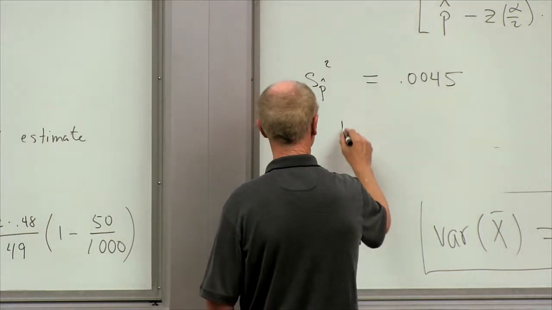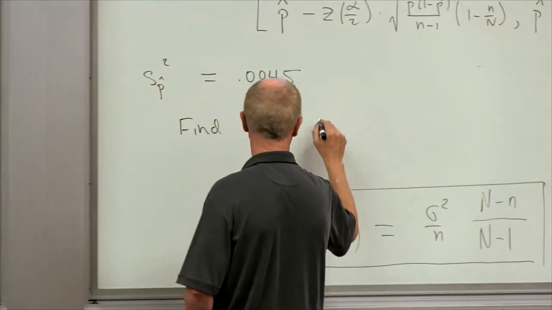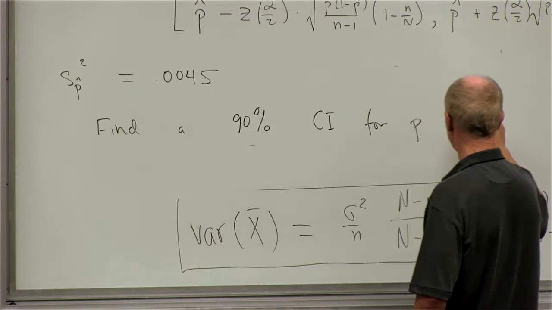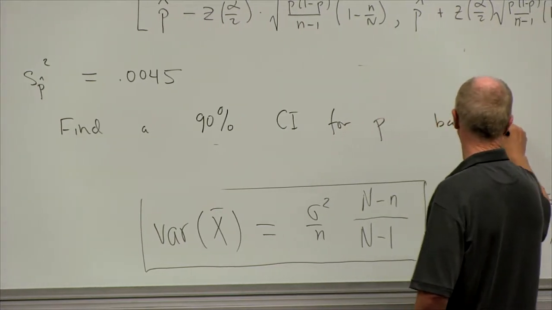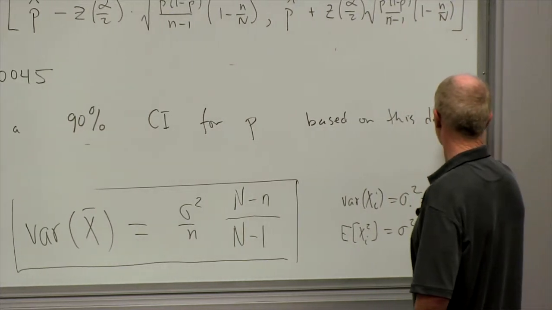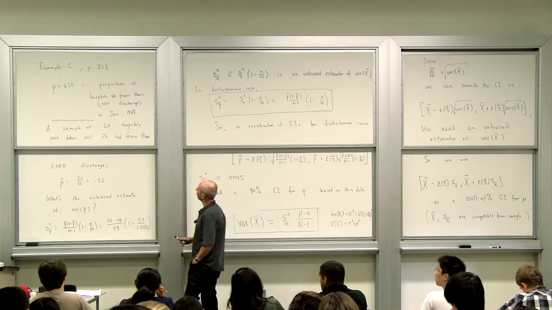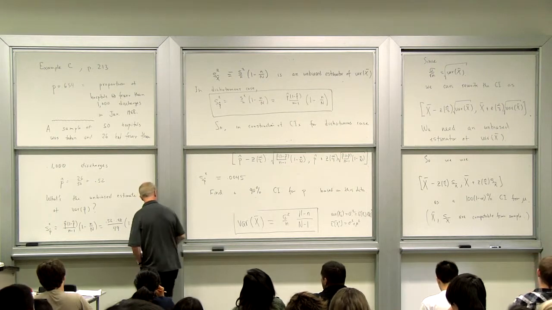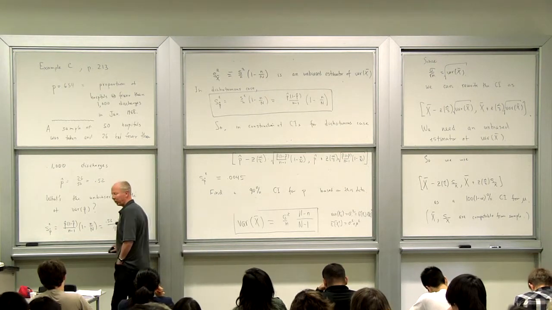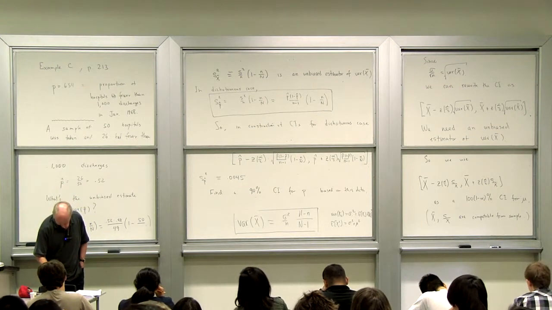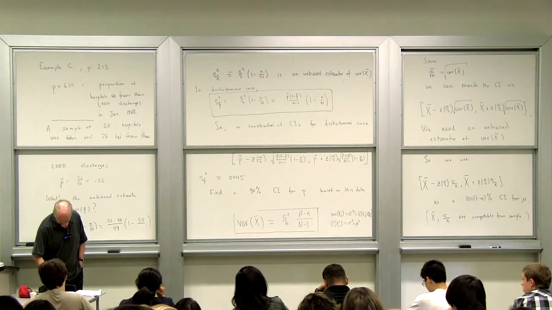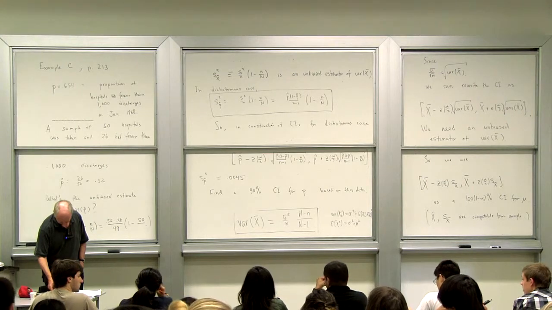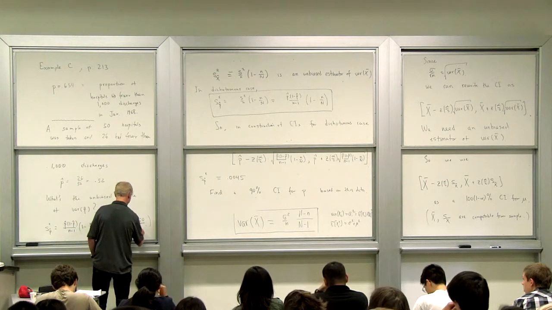Okay, so let's find a 90% CI for P based on this data. Yeah, so we assume there are 1,000 hospitals total. I think that's what that says up there. Oh, no, I'm sorry, 1,000 users. No, I took the wrong number here. What was it, 392? 393. Yeah. A sample of 50 of the 393 hospitals was taken. Okay, 393, thank you, sorry about that.